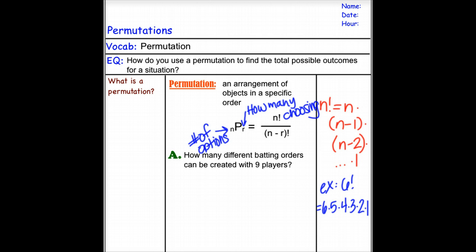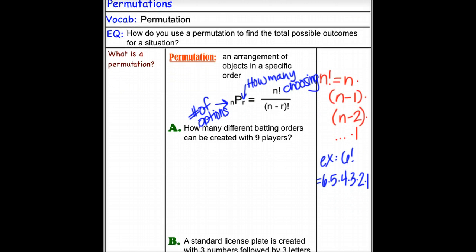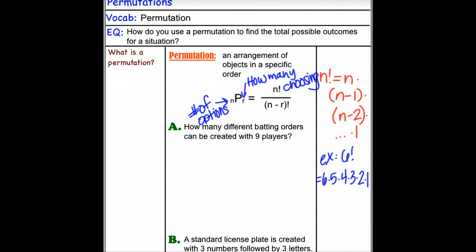For example, how many different batting orders can be created with 9 players? Order is very important because, as you know if you've played baseball or softball, batting first, fourth or third depends on how well you hit and what type of hitter you are. So this is a permutation, because the order matters. We have 9 players to choose from, and 9 spots in the batting order.